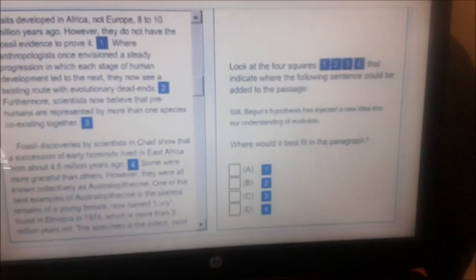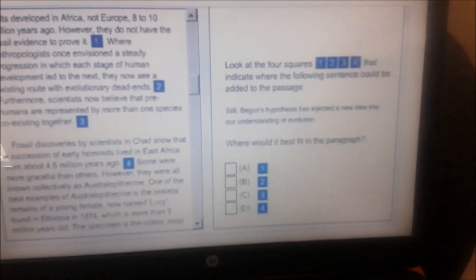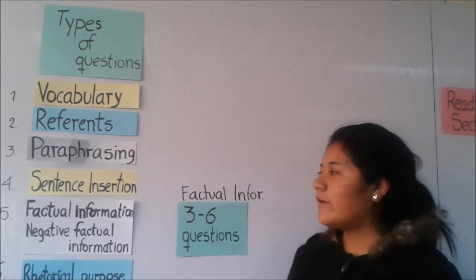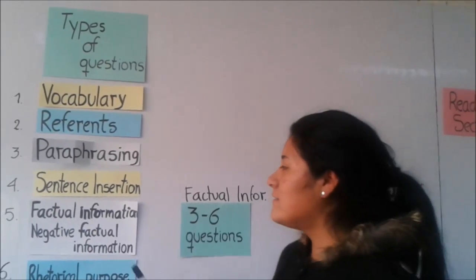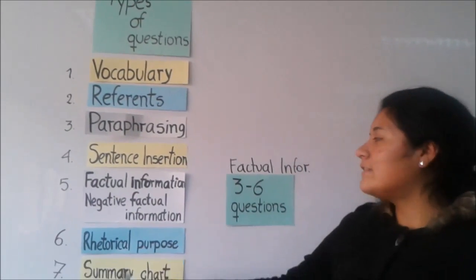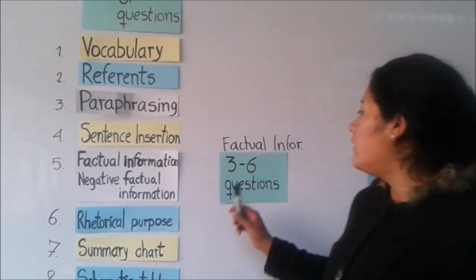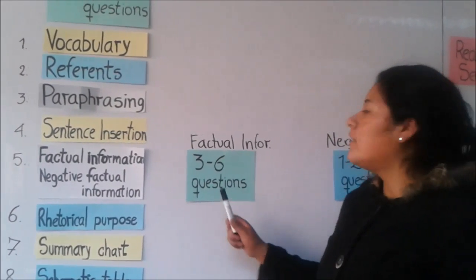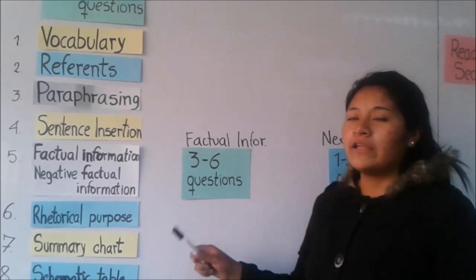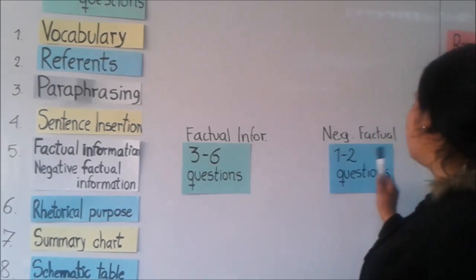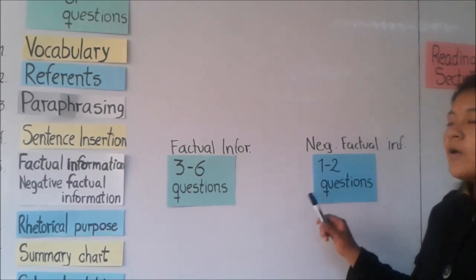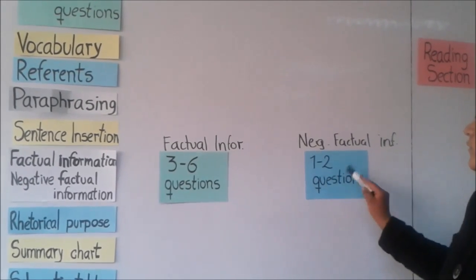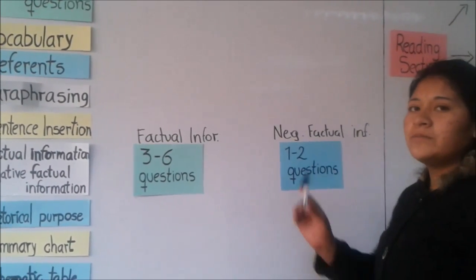General ideas usually occur through the beginning of the paragraph. An example or detail will typically follow the main idea sentence of a paragraph. Another kind of question in the TOEFL test is the factual information and negative factual information. In the factual information, we have 3 to 6 questions for each passage, but in negative factual information, we find 1 to 2 questions for each passage.